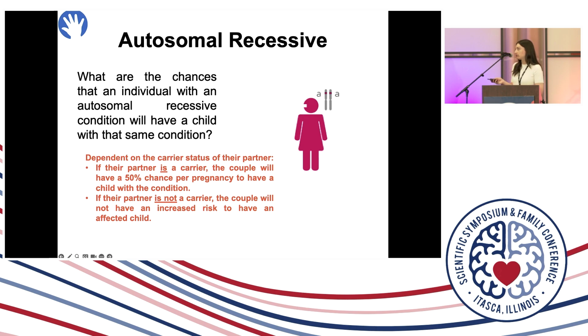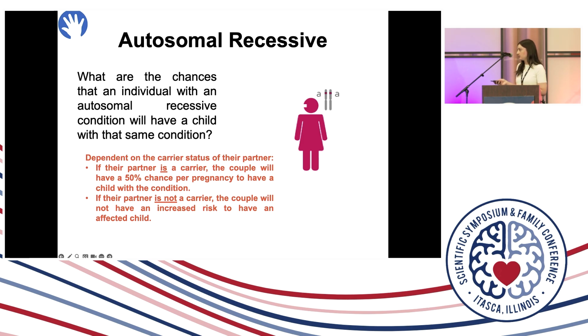And so if she chooses to have a child with an individual who is also a carrier for MLD, their chance to have an affected child is 50%. And that is because this individual will always pass on a genetic change to her offspring. And it is dependent on if her partner passes on a genetic change or if he passes on his normal copy.